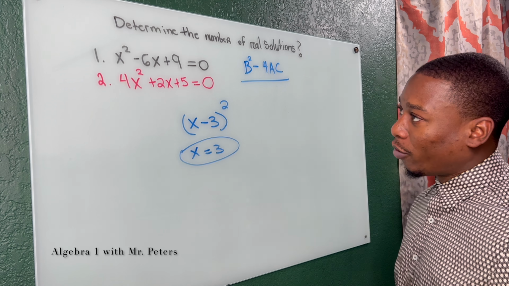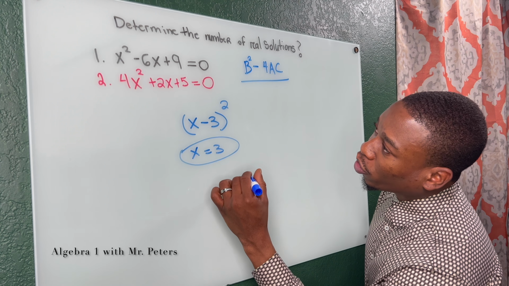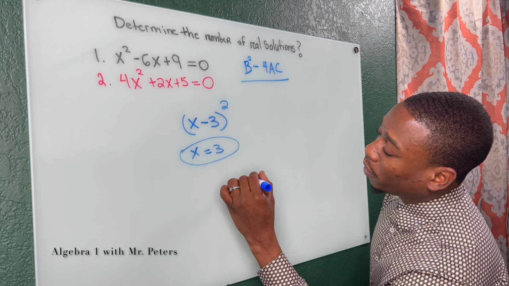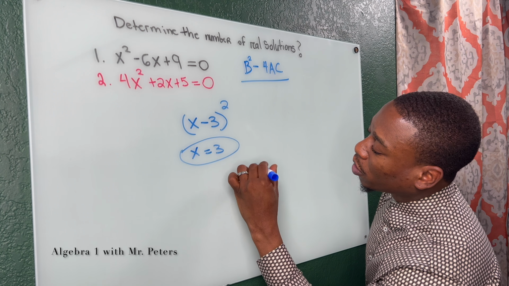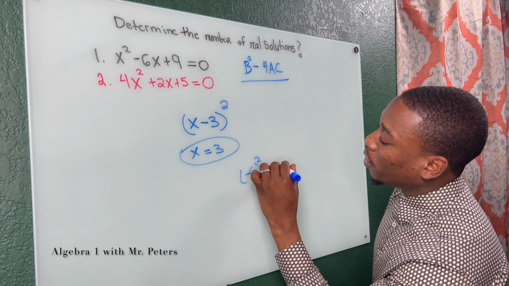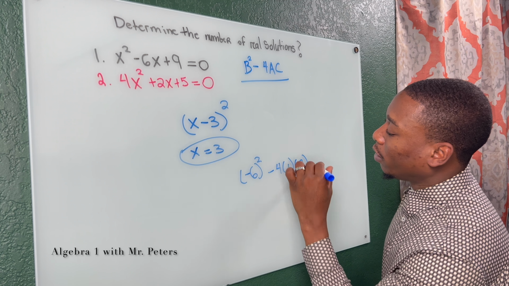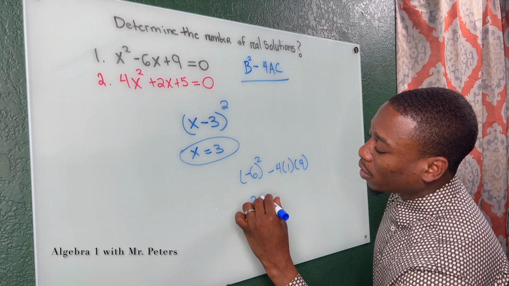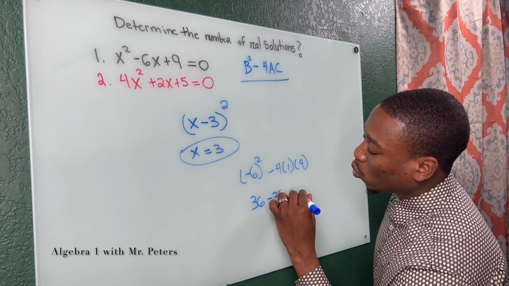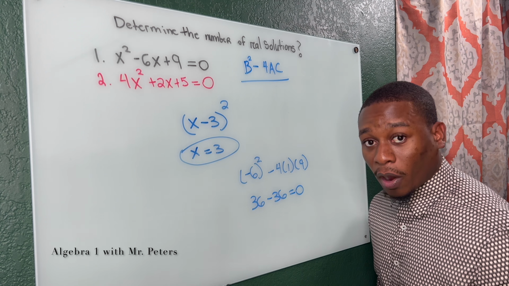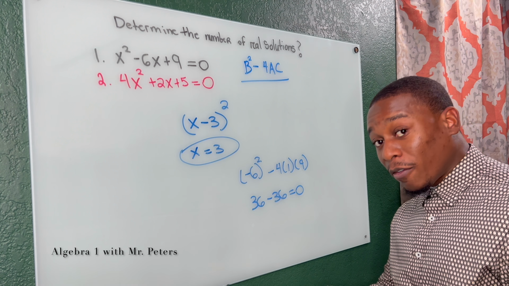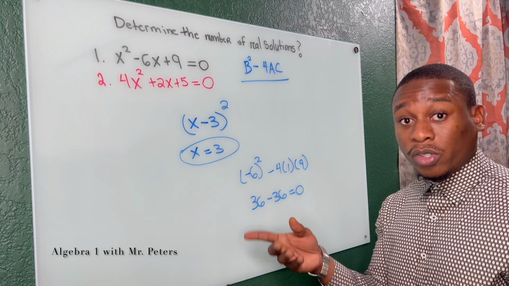So let's break that down. Let's say we followed our discriminant formula. So we have negative 6 squared minus 4 times 1 times positive 9. So now we have 36 minus 36, which is equal to 0. So what does that mean? If it's equal to 0, we have one real solution.